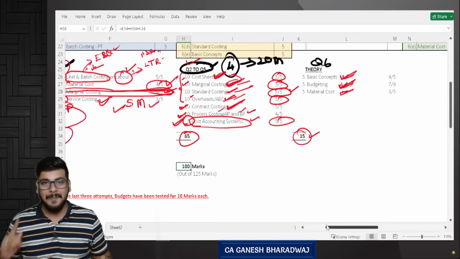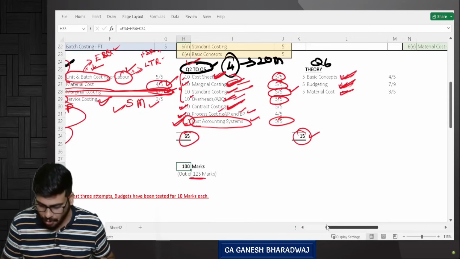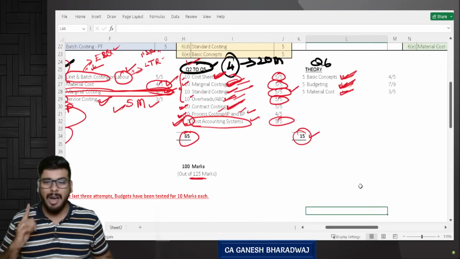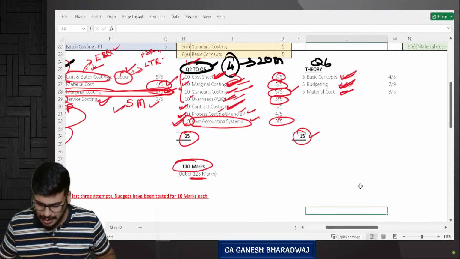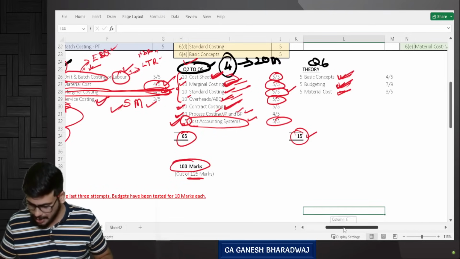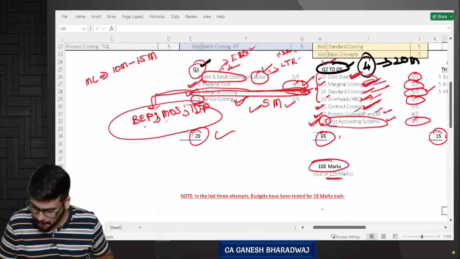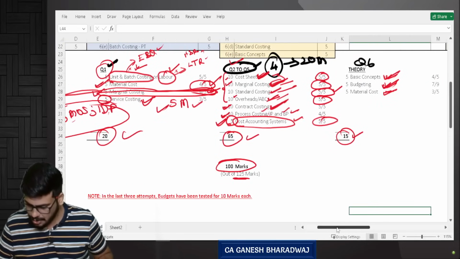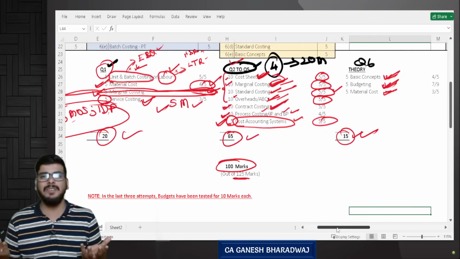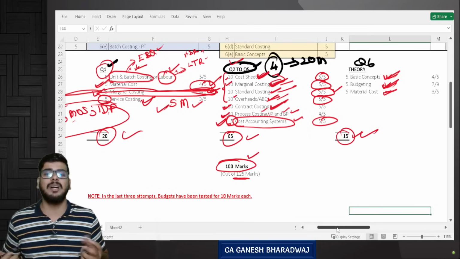Now guys, you tell me, your exam paper gets printed for 125 marks. Out of this, 100 marks you can easily predict, is what I'm just telling you. This is what we discussed: 20 plus 65 plus another 15 here. So I just told you it's very easy for you, and I told you where 100 marks come from.